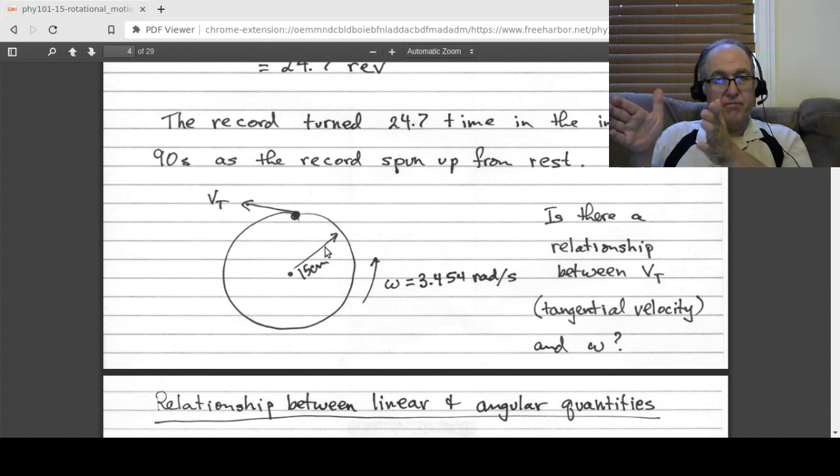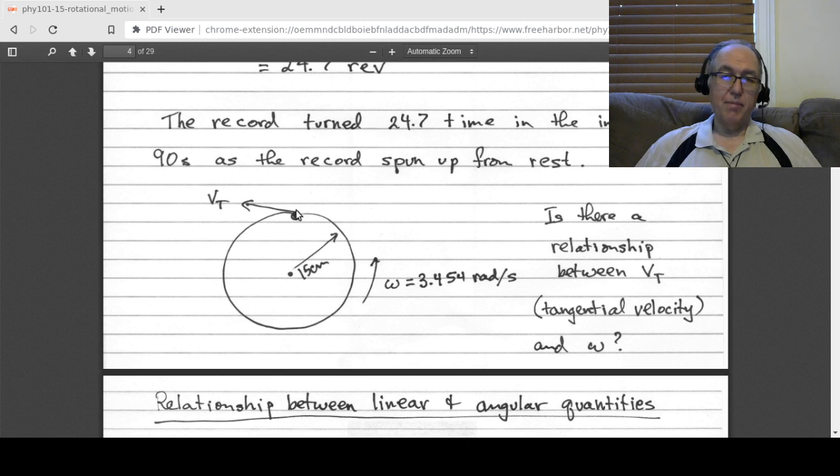Those large record players, 15 centimeters sounds about right. A diameter of 30 centimeters across sounds about right for how big they were. Suppose it has a radius of 15 centimeters, and I have this little speck, this little dot. Maybe I just take a marker and make a dot on the outside of the record. And as the record is turning, I ask a simple question: how fast is that dot moving?